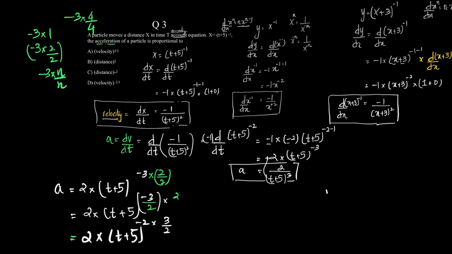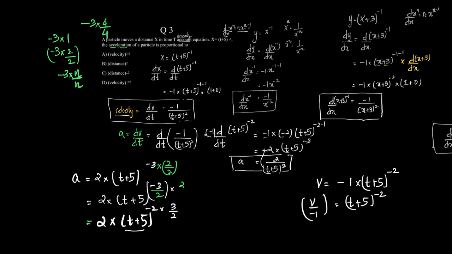Now see, what is velocity? Velocity is equal to minus 1 into (t plus 5) whole to the power minus 2. So v by minus 1 is equal to (t plus 5) whole to the power minus 2. So instead of (t plus 5) to the power minus 2, what can I write here? I can write this as 2 into (minus v) whole to the power 3 by 2, which is equal to a.